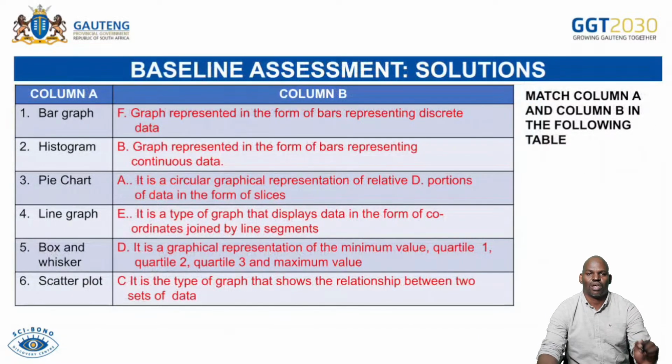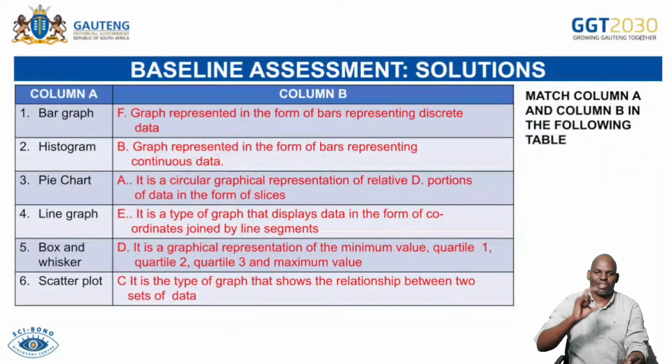Now, the first one: you only had to indicate that one goes with F. It means a bar graph, a graph represented in the form of bars representing discrete data. And then for two, you should have indicated letter B next to number 2, histogram, which is a graph represented in the form of bars representing continuous data. Remember, you can see now there's a slight difference between bar graph and histogram.